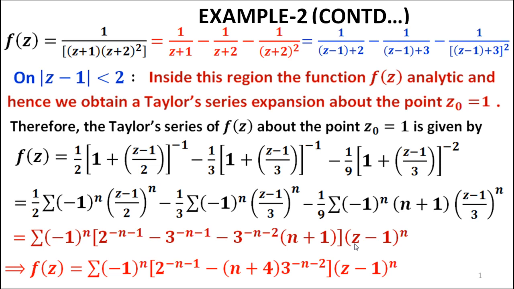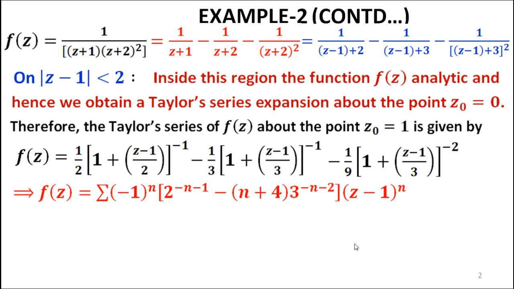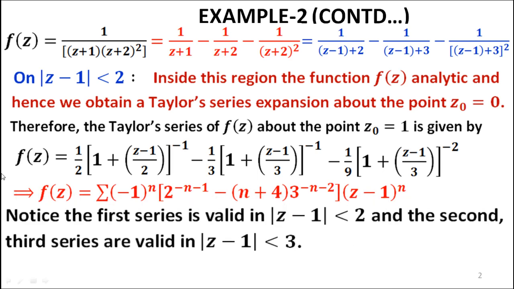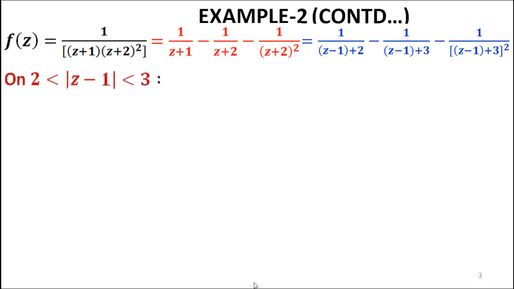Now we see the condition of validity of this power series expansion. Notice that the first series is valid in mod of z minus 1 is less than 2, and the second and third series are valid in mod of z minus 1 is less than 3. So by taking the common condition of validity, the sum is valid in mod of z minus 1 is less than 2.